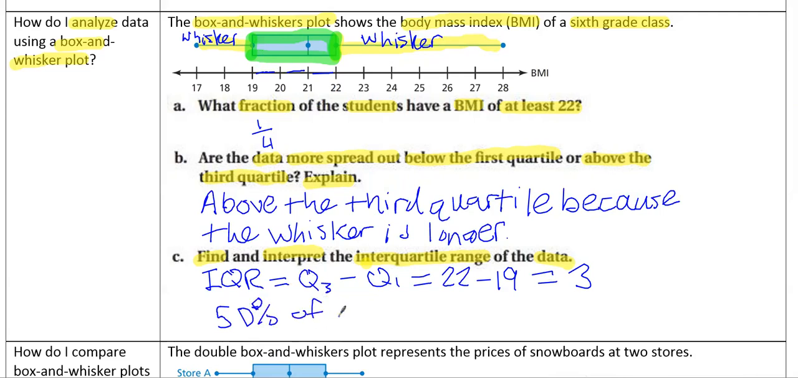So that means 50% of our data is spread between 3 values.